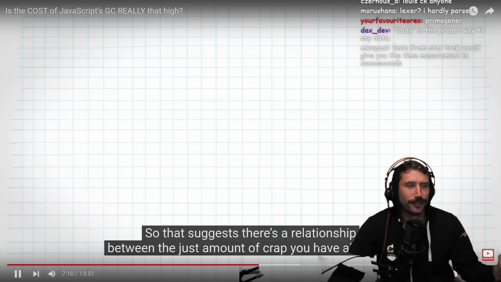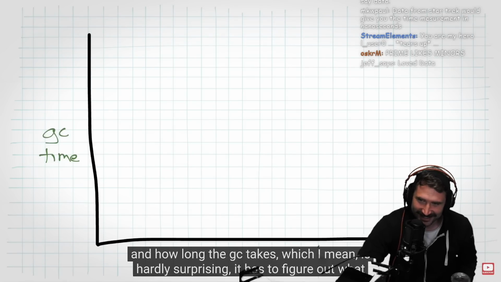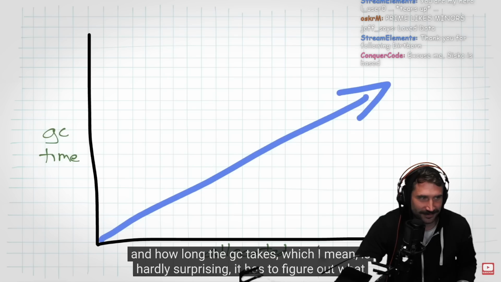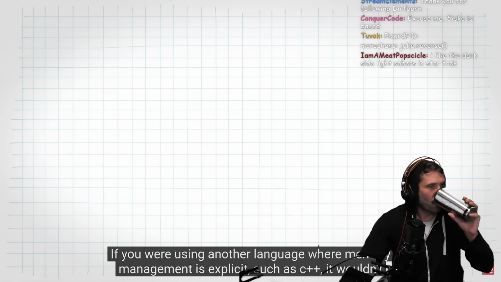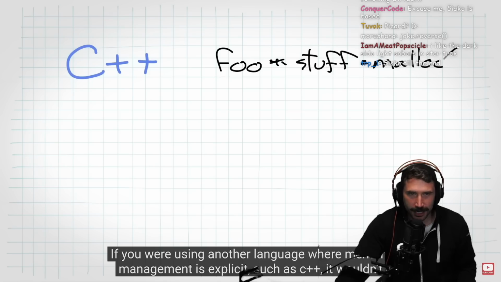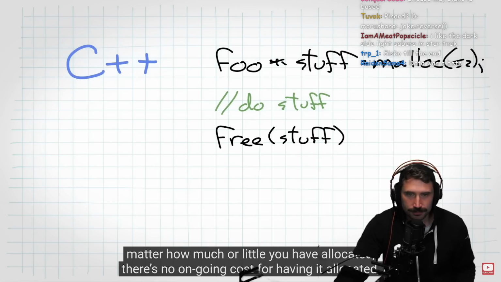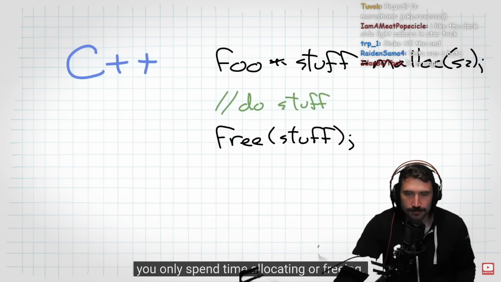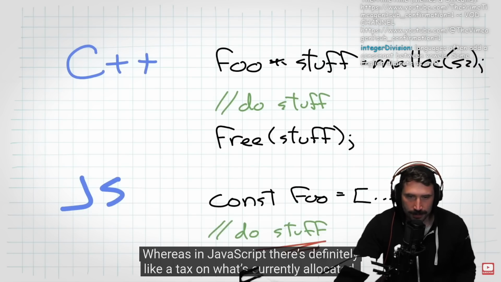So that suggests that there's a relationship between the amount of crap you have allocated and how long the GC takes, which is hardly surprising. It has to figure out what you're using and not using. It's not magic. If you were using another language where memory management is explicit, such as C++, it wouldn't matter how much or little you have allocated. There's no ongoing cost for having it allocated. You only spend time allocating or freeing. Whereas in JavaScript, there's definitely a tax on what's currently allocated.